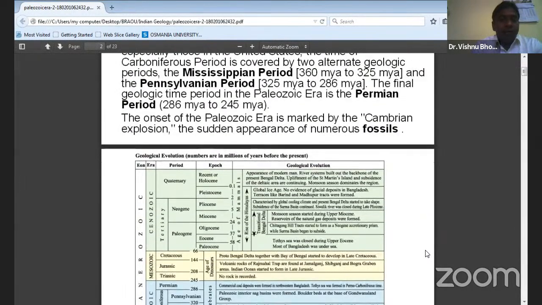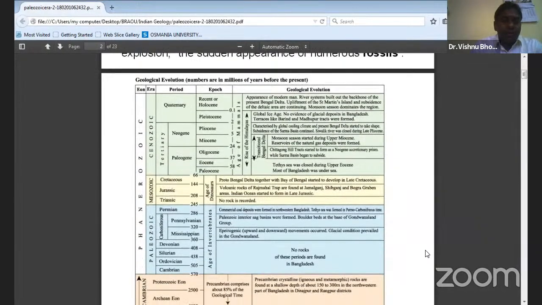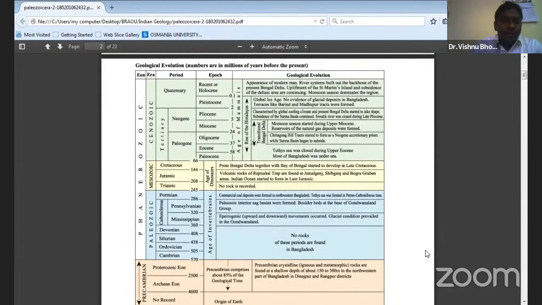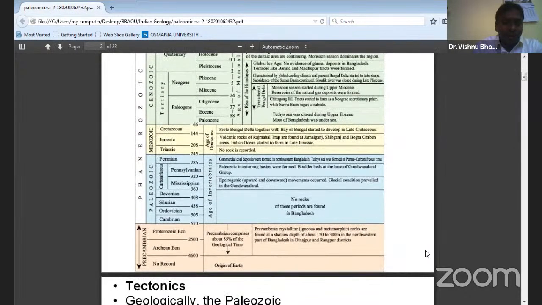The onset of the Paleozoic era is marked by the Cambrian explosion, the sudden appearance of numerous fossils. This is the geological evolution, and it contains all the periods. Actually, we discussed all these. And now we come to the Paleozoic period here.